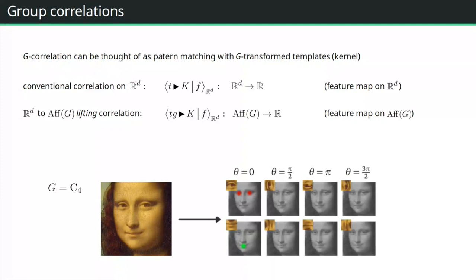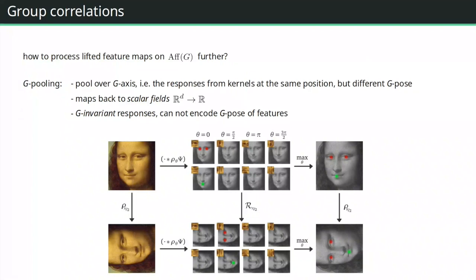And here's an example for G being the cyclic group of order 4, so we have rotations by 90 degrees. The top and bottom row here are two different kernels, one detector for an eye and one detector for a mouth. And we apply it at each point and in four different rotations. This is what I mean by having a feature map on the affine group. It's a feature map on R^2, but then we have four channels for the four rotations of the kernel which you could apply. And now we can look at how we process such feature maps on the affine group further.